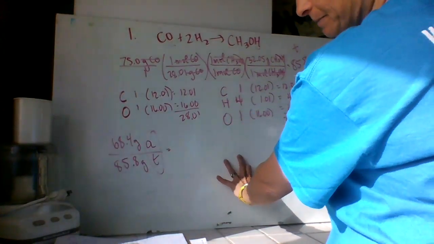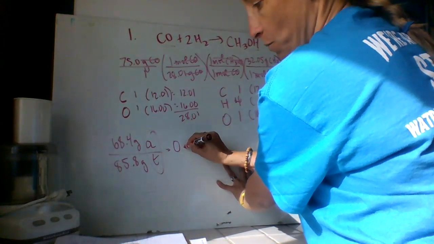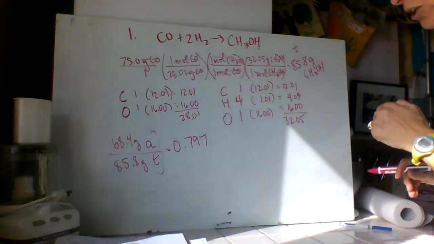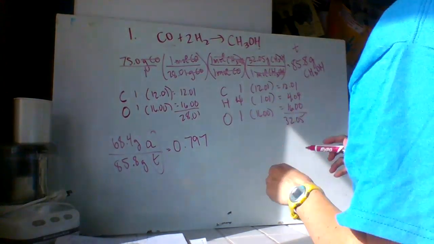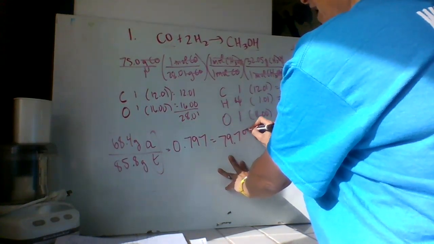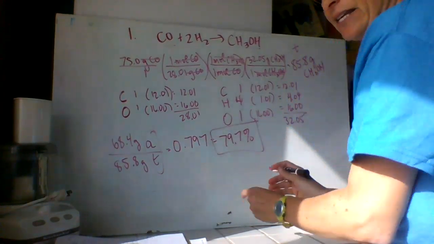When we divide that, we get 0.797. They want us to explain that as in a percentage. So we move this 2 to the right. 79.7% is the percent yield.